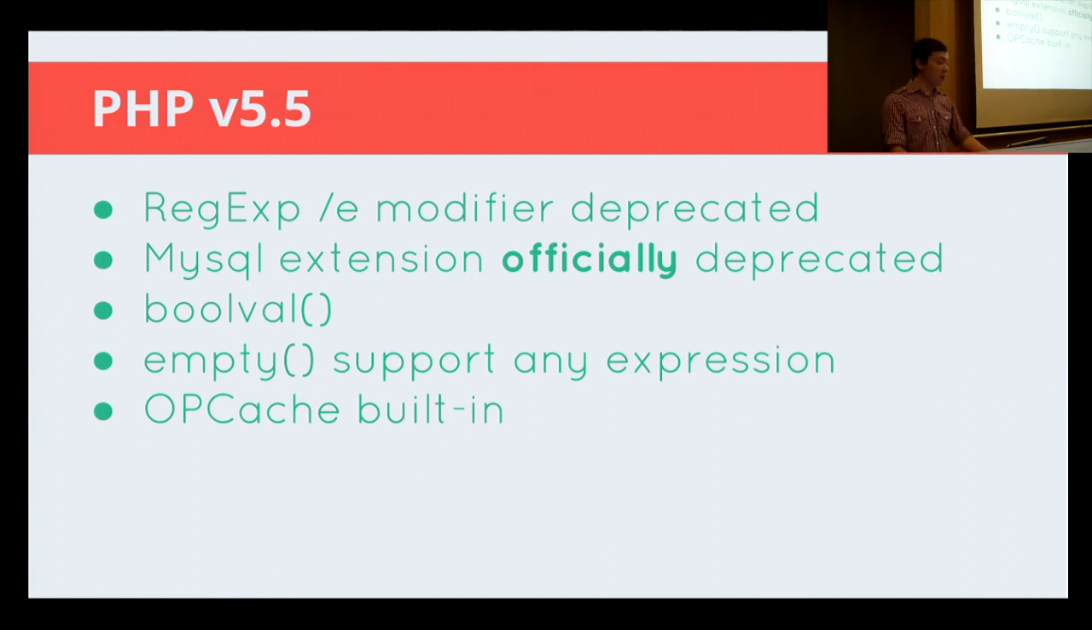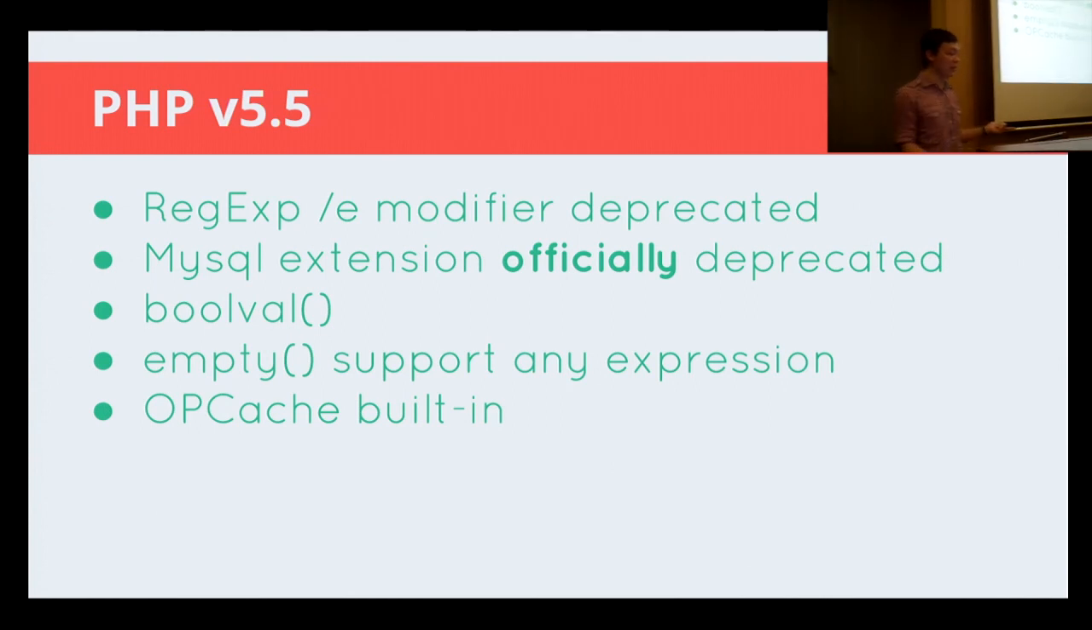And since PHP 5.4, we have binary numbers. And in PHP 5.5, we have a boolean variable in order to work with, like, integer values or float values. And before PHP 5.5, the empty function only supported variables. So when you have a function that returns something, you cannot check the return value directly with the empty function. Previously, I had to assign the return value to a variable and use the empty function to check it.